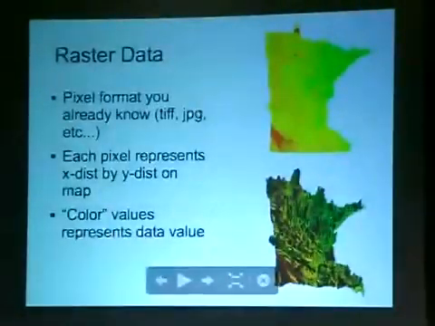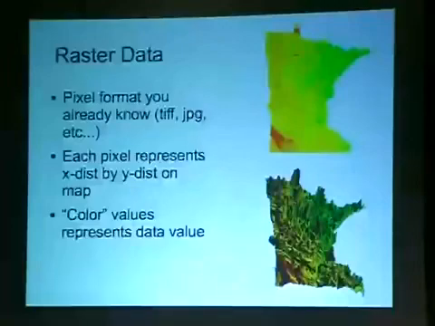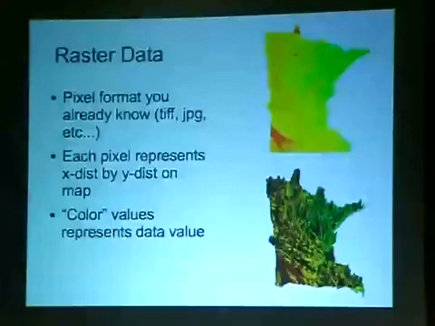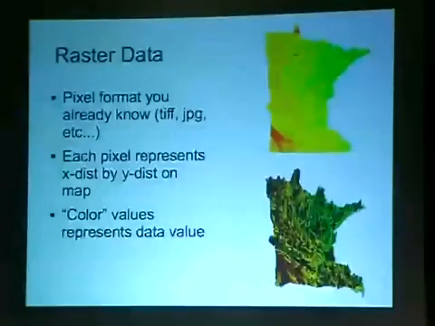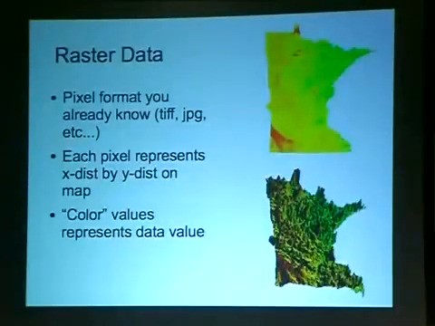The other kind of data is raster data, and all of you actually work with raster data. It's formats like TIFF and JPEG, and basically it's just an image file. You can look at it in a regular image viewer, but each pixel represents an X and Y. So each pixel in the image, even though on your screen it's very tiny, you could say it represents maybe 500 meters in the X direction and 600 meters in the Y direction. And the color part of it represents the data value.